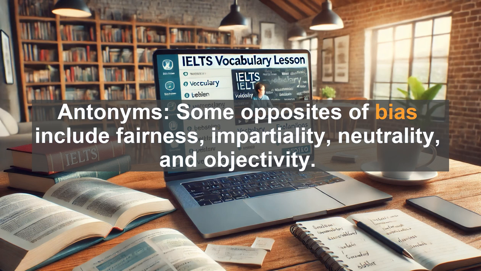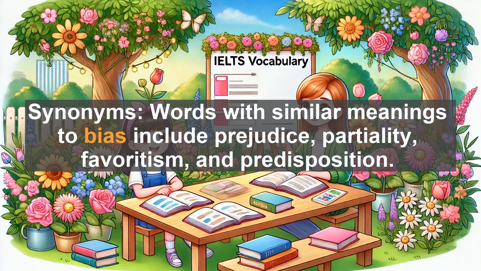Antonyms. Some opposites of bias include fairness, impartiality, neutrality, and objectivity. Synonyms. Words with similar meanings to bias include prejudice, partiality, favoritism, and predisposition.